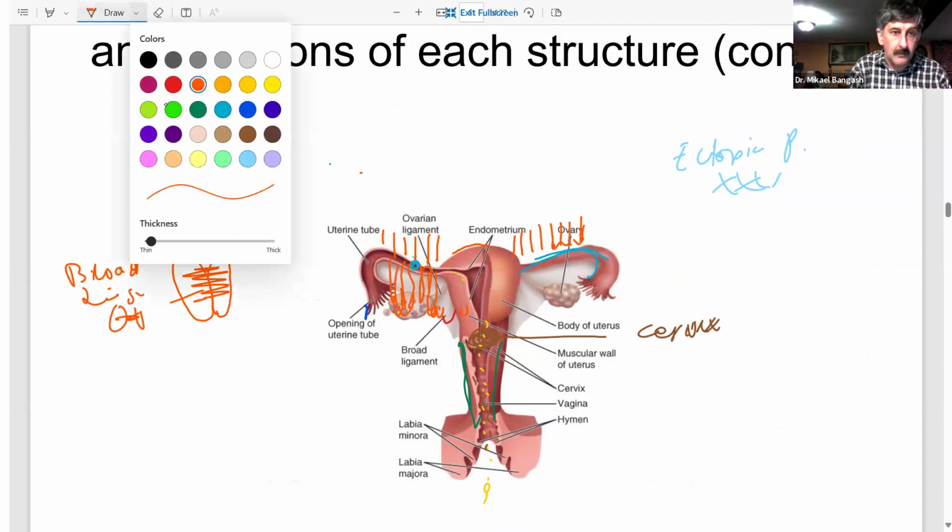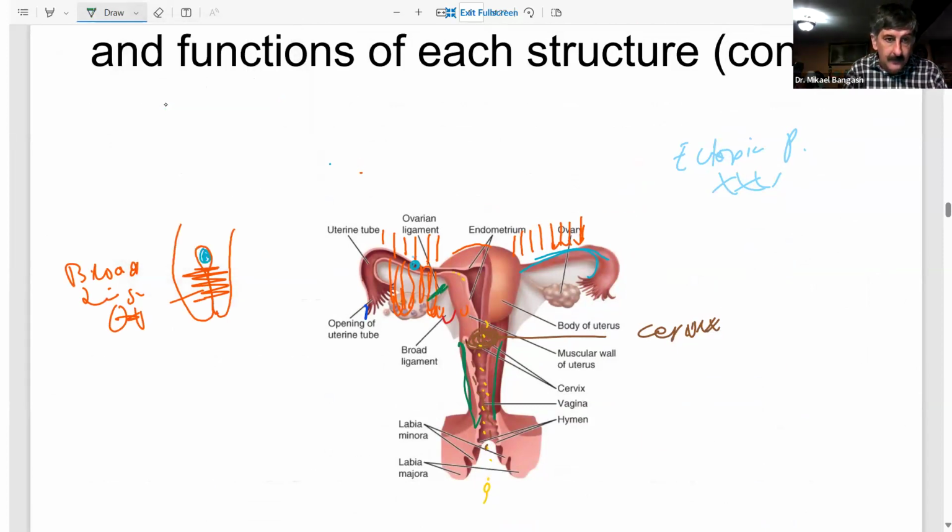And in this broad ligament, there is an extra fibrous reinforcement that runs between the lateral wall of the uterus and your ovaries, called the ovarian ligament. Did that make sense?